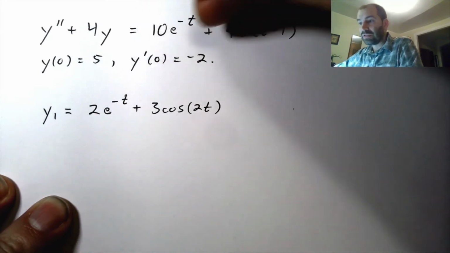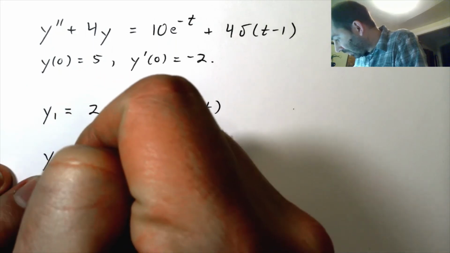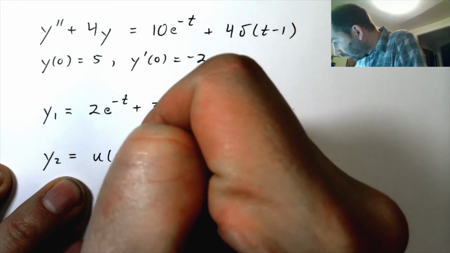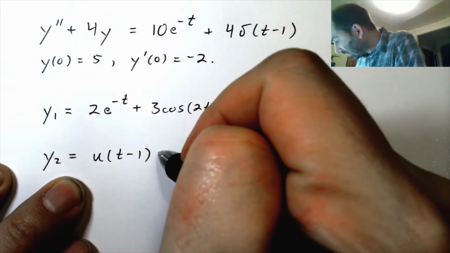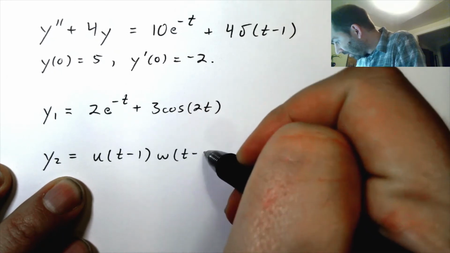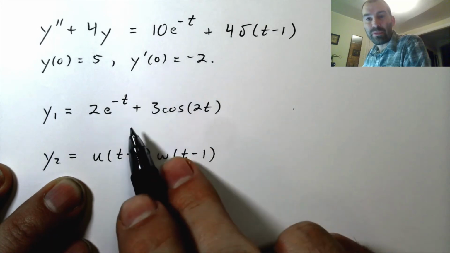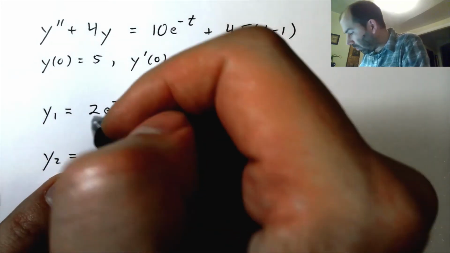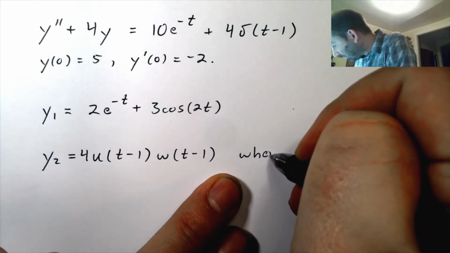Okay? So we know that y2 from our discussion up to this point is going to equal u(t minus 1) times w(t minus 1), and I'm actually going to multiply it by 4. We know that if that was a 1, we'd just get this, but if it's a 4, we'll multiply it by 4 here. What is W?